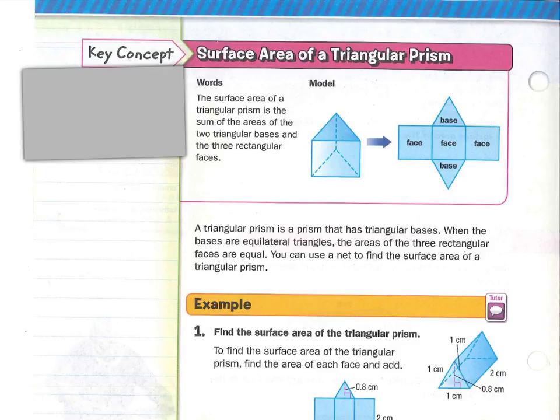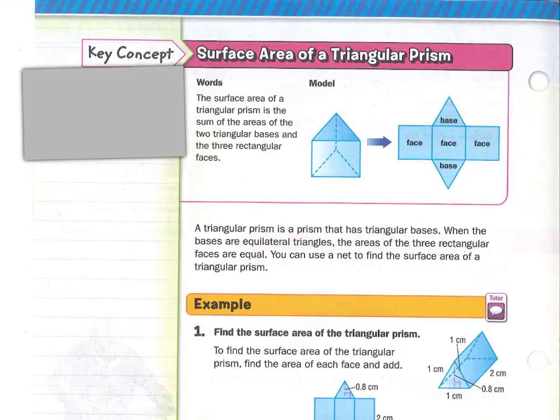Hip Hop Bunny is really kind of getting into this surface area of a triangular prism thing. I hope you will too. A triangular prism is a prism that has triangular bases. When the bases are equilateral triangles, the areas of the 3 rectangle faces are equal. What that means is if the 2 bases are equilateral triangles, which means all the sides are congruent or equal, all the angles are equal and congruent, then that means the areas of the 3 rectangular faces are going to be equal.